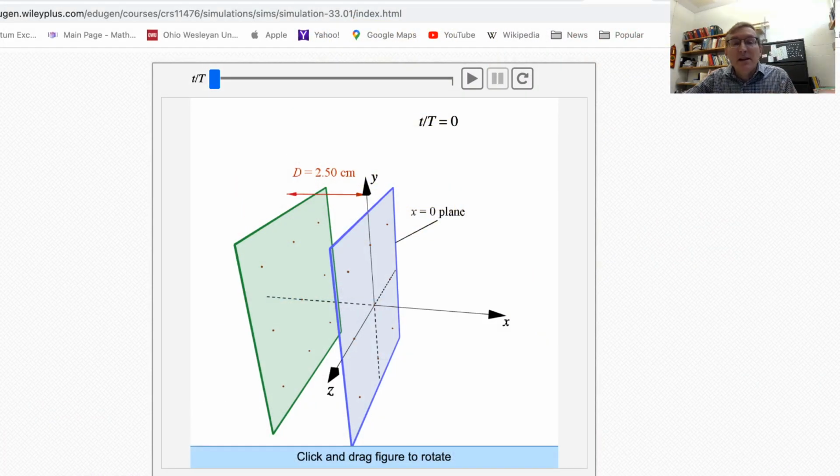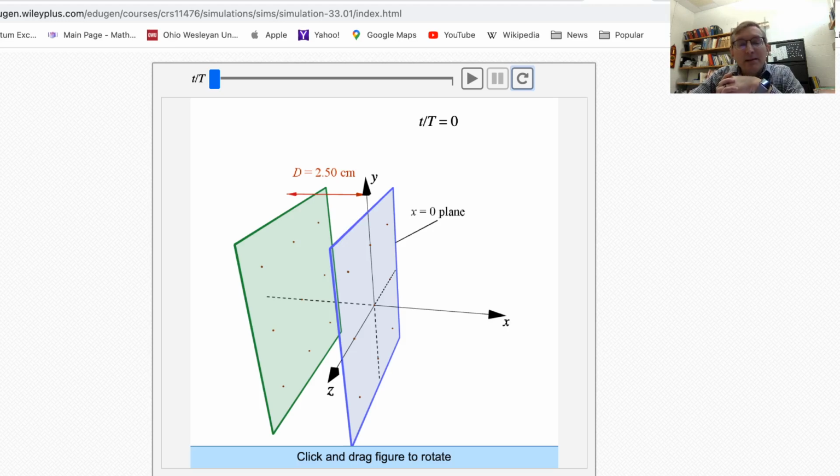And what we're seeing here, once I run it, we will see electric and magnetic fields oscillating at various places in two planes. The plane shaded in blue is at x equals 0. It's the YZ plane. And the plane shaded in green is parallel to the first one, but displaced a bit along the x-axis. It happens to be a distance d of 2.5 centimeters, but that's okay.